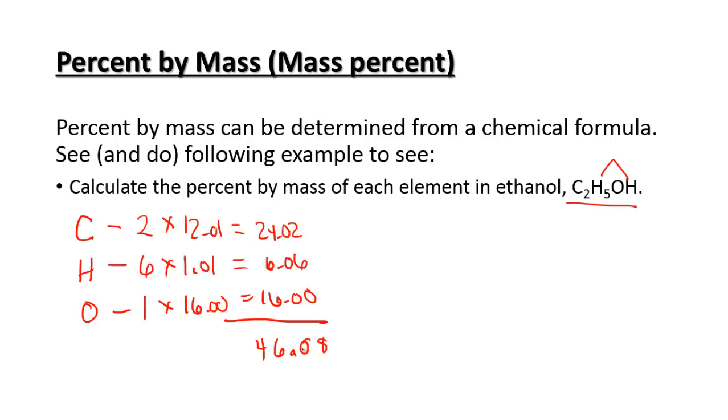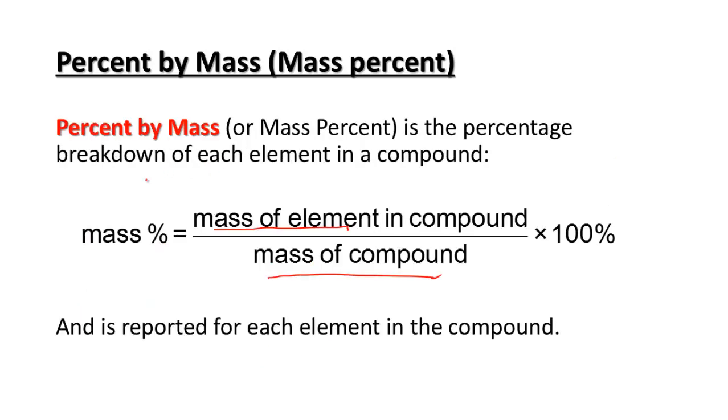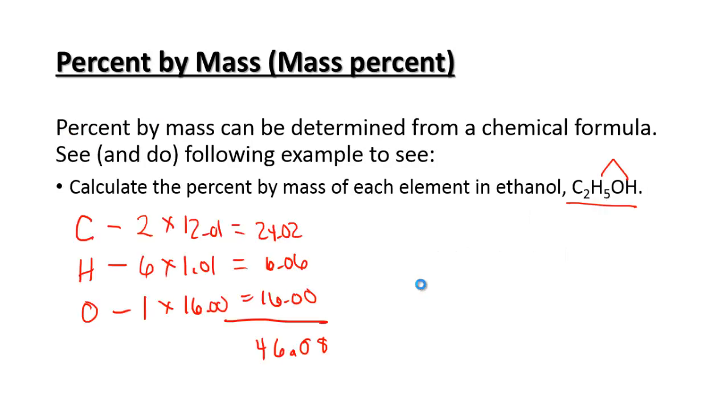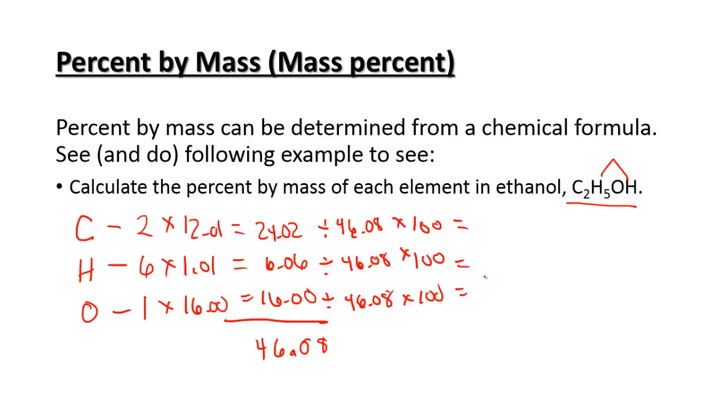Now percent by mass, going to the previous page here, you take the mass of each element and divide it by the mass of the compound and times it by 100. So we're going to take each of these numbers here and divide them by 46.08, each of them. So the element divided by the mass of the compound. And then we times them by 100 because that gives us the percentage we have of each of those. Like so.